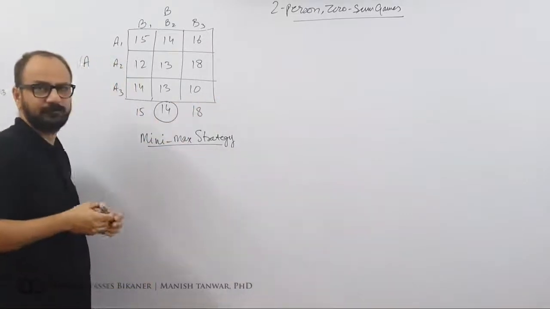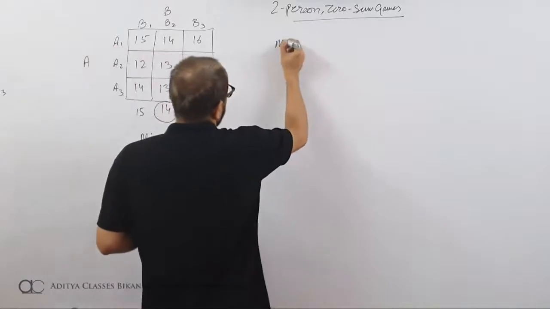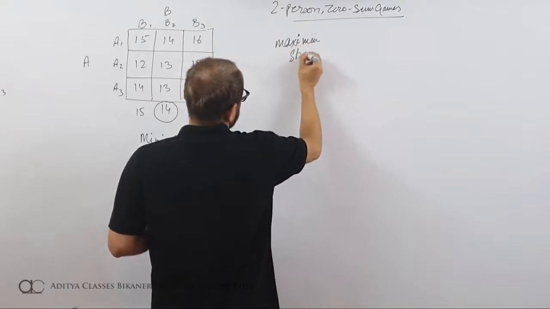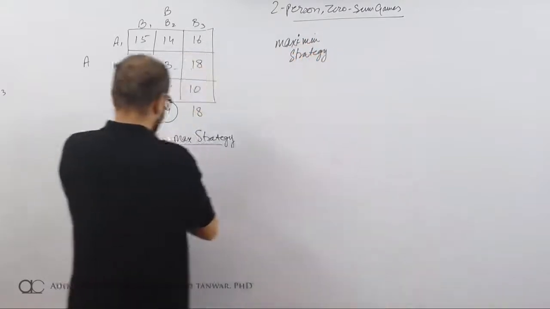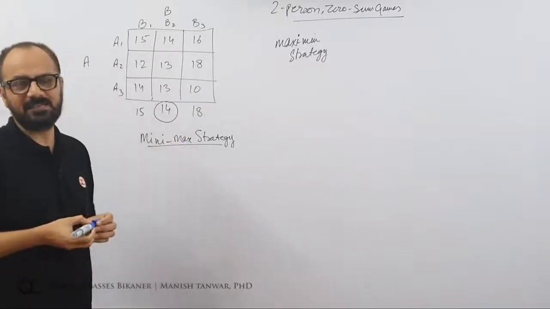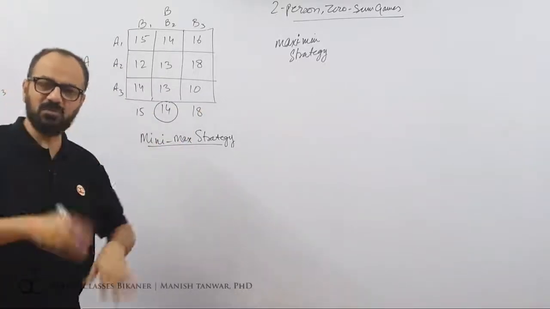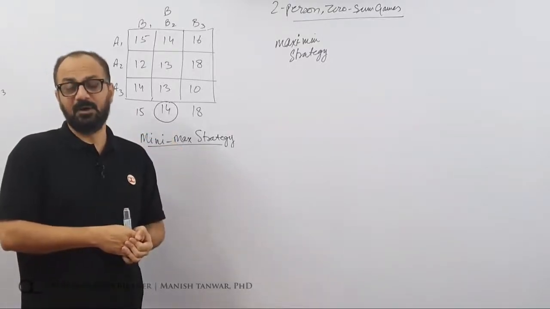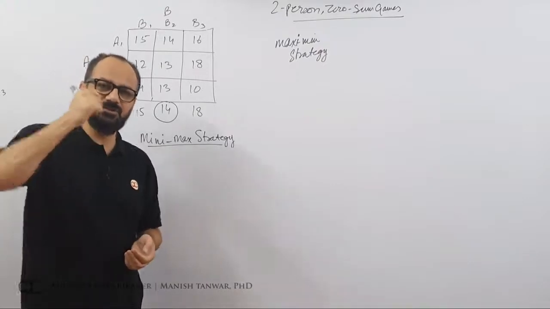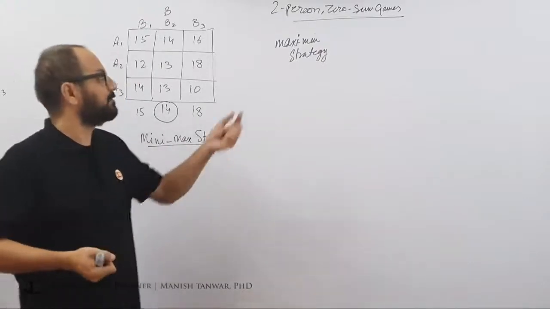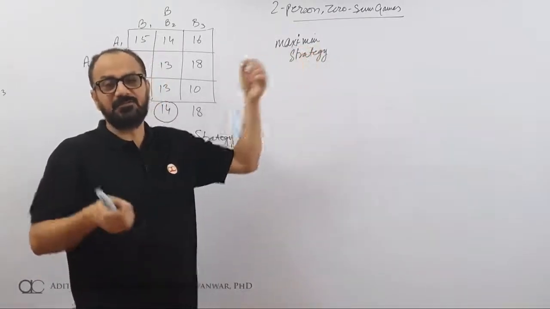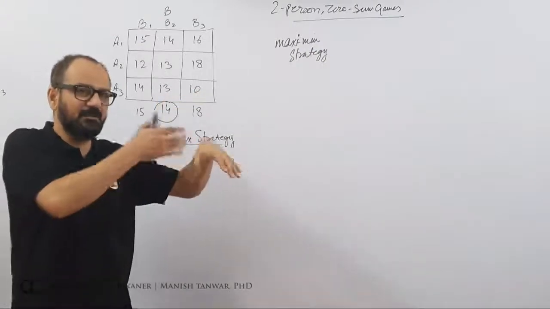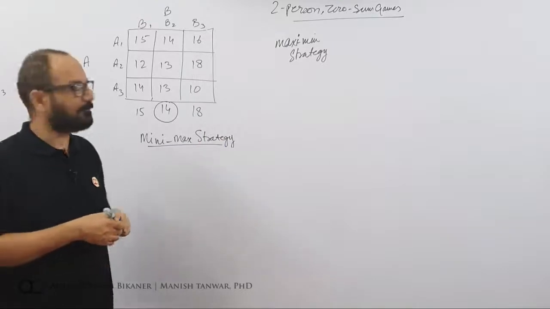What about A? A will be taking the maximin strategy. Minimax strategy, maximin strategy. Why maximin strategy? Because A knows that B will restrict my profits to minimum. Whatever I say, whatever I do, B will ensure that I get a minimum profit. Now if I have this knowledge that B will give me minimum profit, then why not pick the maximum of those minimum profits? What do we mean?